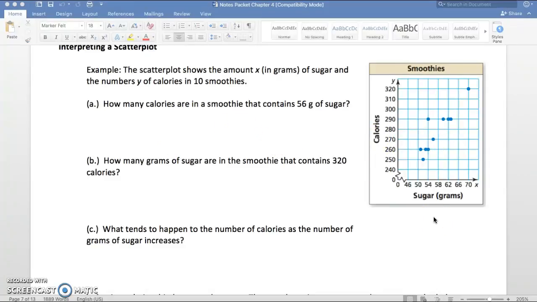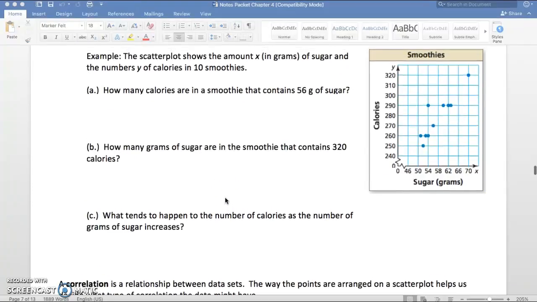Okay. How many grams of sugar in a smoothie that contains 320 calories? So now they're asking about the y-axis, 320 calories, and they want us to figure out the amount of grams of sugar. So we go up to 320, we go over to our dot, and we go down. It looks like 70 grams of sugar.